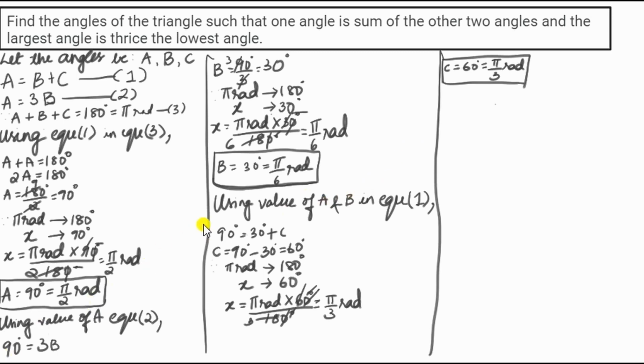To check, we can add up all three angles of the triangle. It must be equal to 180 degrees. So 90 degrees plus 30 degrees is equal to 120 degrees. 120 degrees plus 60 degrees is equal to 180 degrees. So the obtained answer is correct.